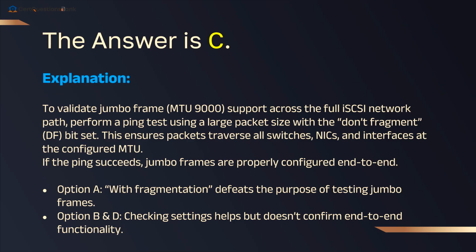Option A, with fragmentation, defeats the purpose of testing jumbo frames. Options B and D, checking settings, helps but doesn't confirm end-to-end functionality.